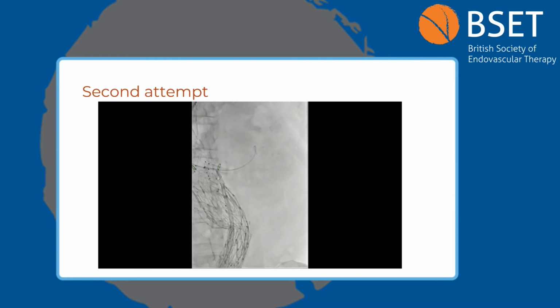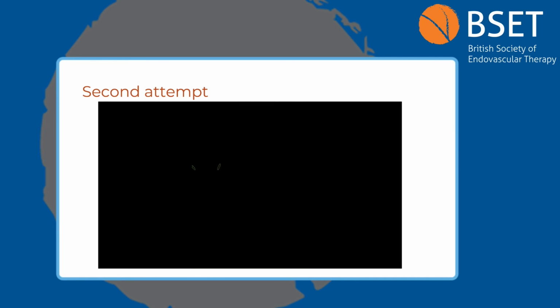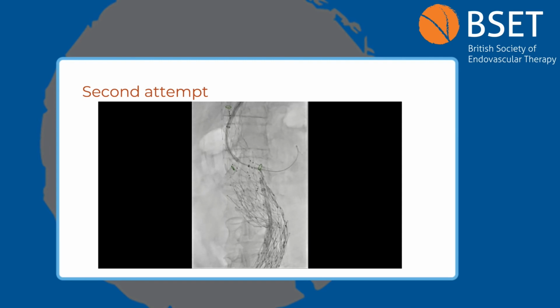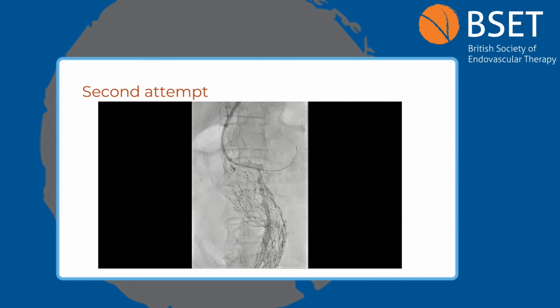And we now have a more stable situation. The snare ride was already removed, and we're able to salvage these misaligned fenestrations. So that's the case I wanted to share with you today.